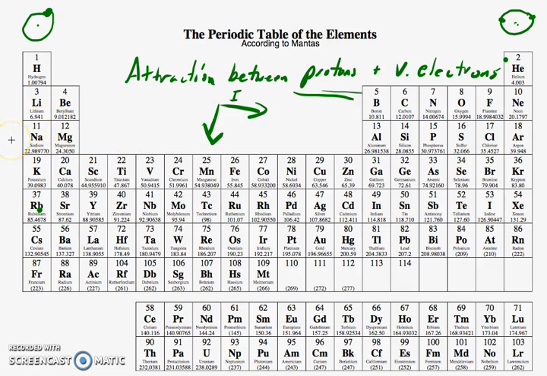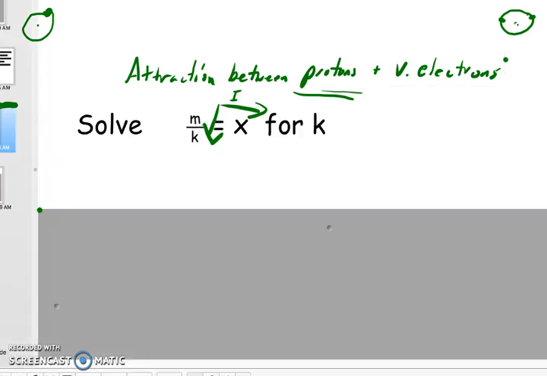Now the inner electrons, to the valence electrons, they're actually no good. They're actually a hindrance. Because as much as the valence electrons are attracted to the nucleus, the inner electrons are actually repelling them from the nucleus.